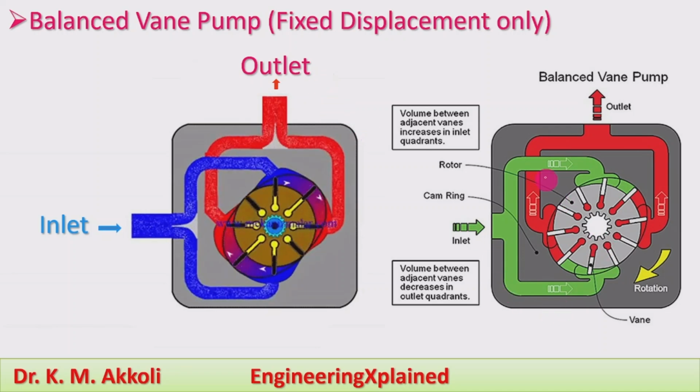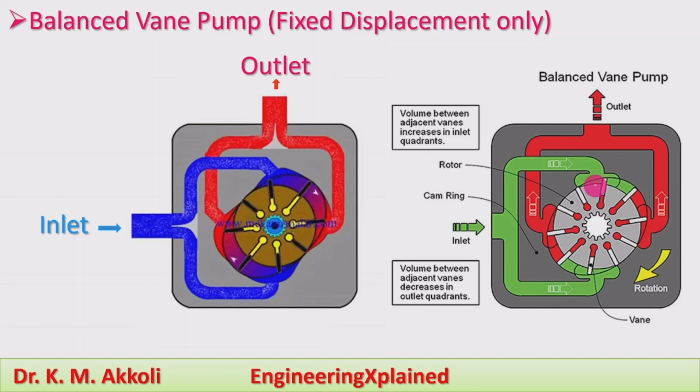And here by using this line diagram also we can see the working. This is the inlet, and here the space is forming due to the eccentricity formed by the cam ring as well as the rotor, and thereby the volume of fluid will be flowing in this direction. The volume will go on decreasing due to the eccentricity of the cam ring, and here the pressure will increase, and due to that pressure it will be delivered in the delivery line.